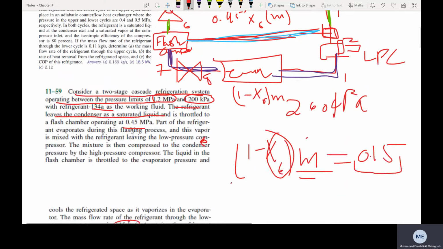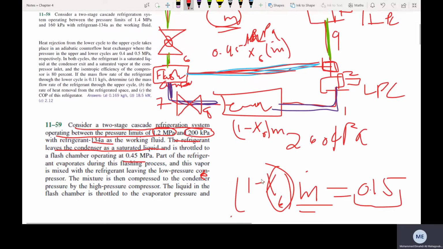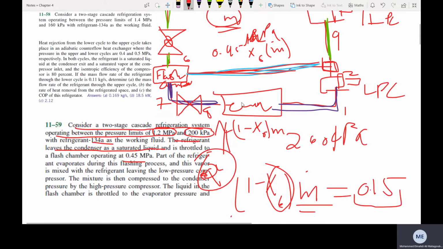Okay, what else does he want me to find? He wants me to find the rate of heat removal from the refrigerated space. So the rate of heat removal from the refrigerated space is definitely QL, not the rate of heat extracted or the rate of heat rejected to the environment. No, rate of heat removal. From where? From the space, from your refrigerator.